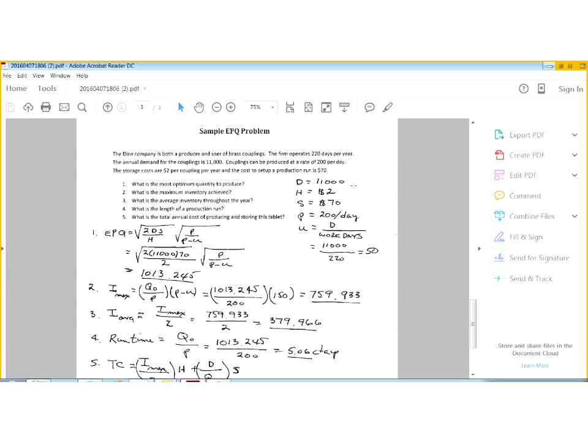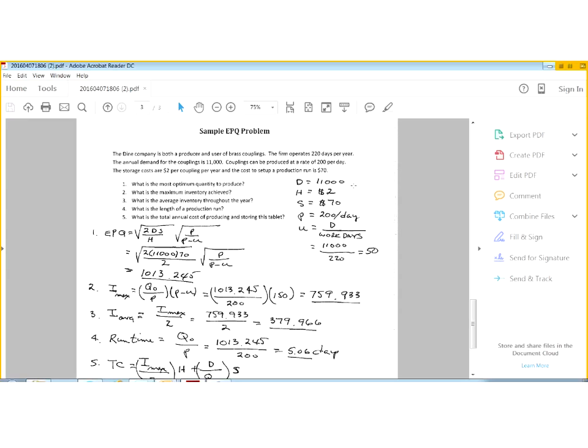So in this case, the economic production quantity is 1,013. Now I'm using three decimal points because the numbers just don't turn out even like they did in the first question, the first EOQ problem. But you should not worry about decimal points on the assessment quiz, okay? Do not worry about decimal points.